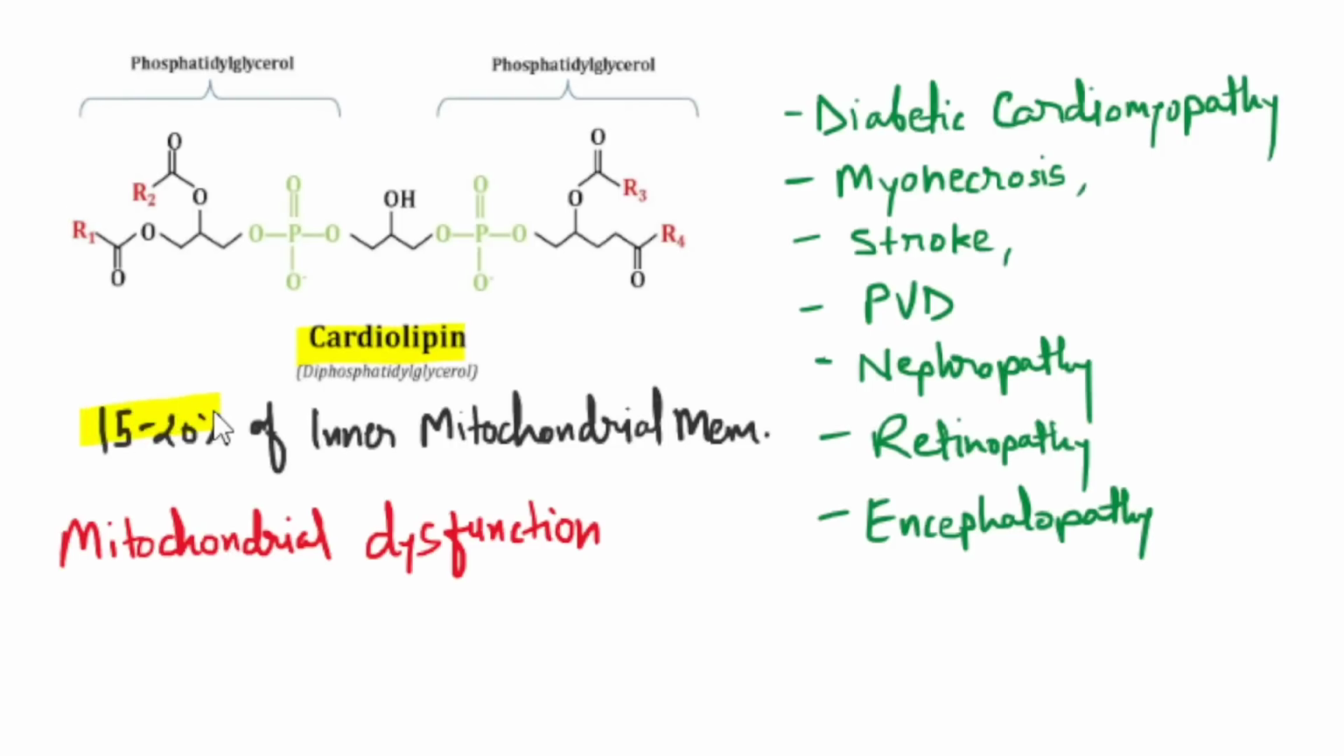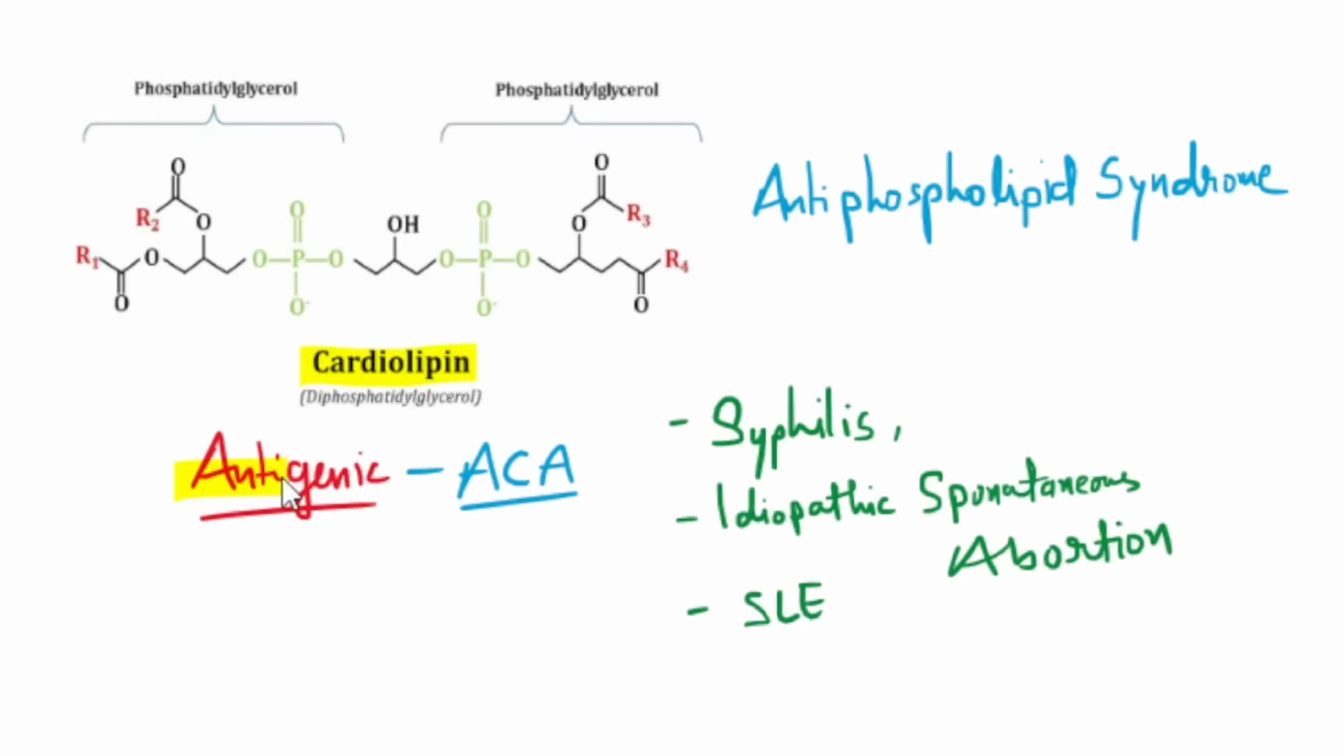It makes up 15 to 20% of the inner mitochondrial membrane and is crucial for both mitochondrial function and cellular processes outside the mitochondria. Impairment of cardiolipin synthesis plays a role in mitochondrial dysfunction. Mitochondrial dysfunction is associated with the pathogenesis of diabetic cardiomyopathy, myonecrosis, stroke, peripheral vascular disease, nephropathy, retinopathy, and encephalopathy. Cardiolipin exhibits antigenic properties.